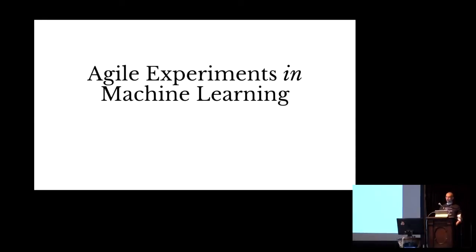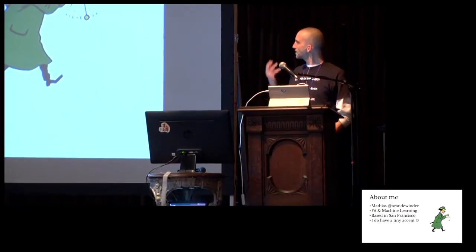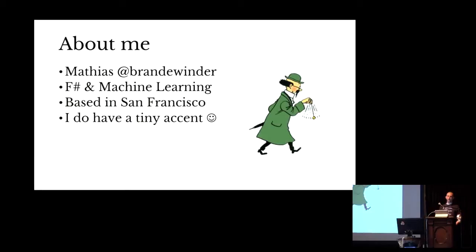So yeah, I'm going to be talking about Agile and machine learning. So it's .NET French, so these are definitely both kind of French topics. My name is Mathias Brandewinder. You can find me on Twitter. My core interest is F# and machine learning. You got it from the accent, I'm coming from San Francisco.